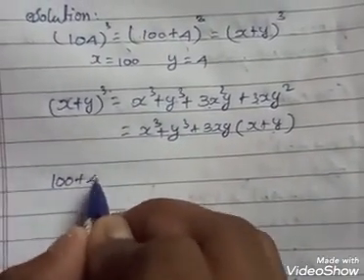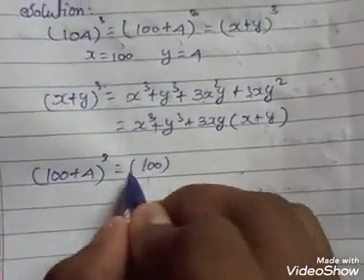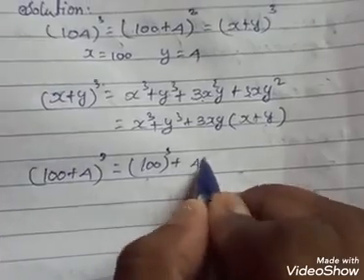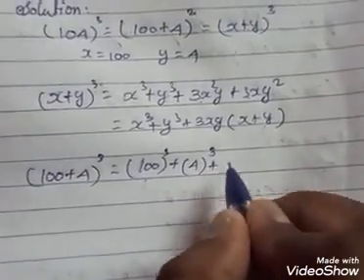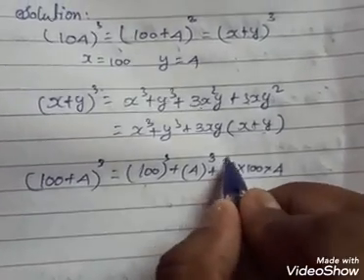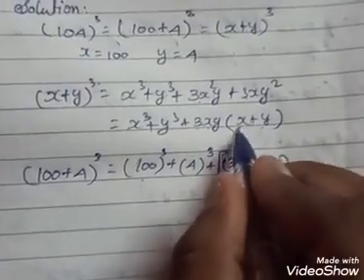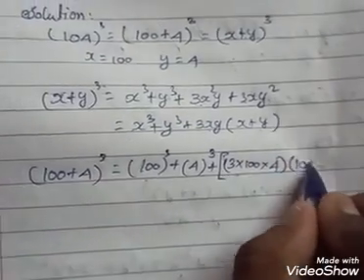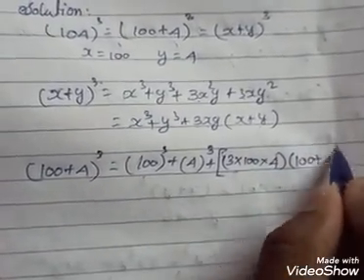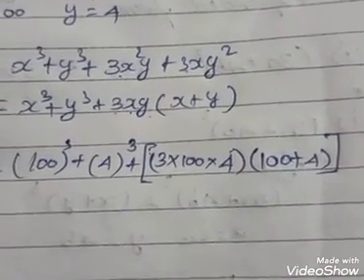(100 + 4) the whole cube is equal to 100 whole cube plus 4 whole cube plus 3 into 100 into 4. It should be 3 into x into y, and here x plus y, 100 plus 4. Okay, now I just have to substitute the values.